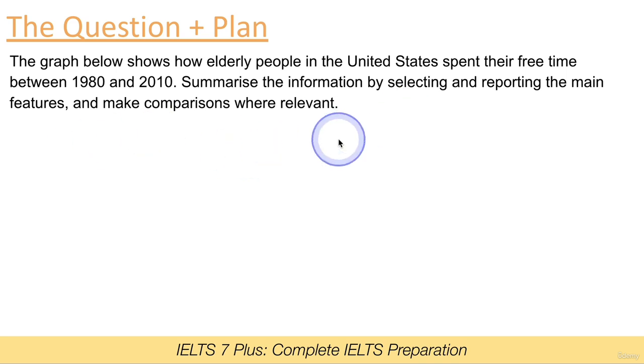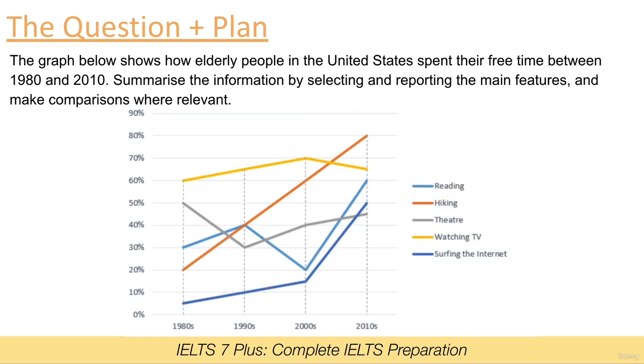All right, so like the last one, we're being told what to do. They want us to select and report the main features and make comparisons only where it is relevant. So we don't need to compare absolutely everything. No, don't worry about that. We just want to compare the main features here. Okay then, so let's have a think about this a bit more. Let's bring in the line graph.